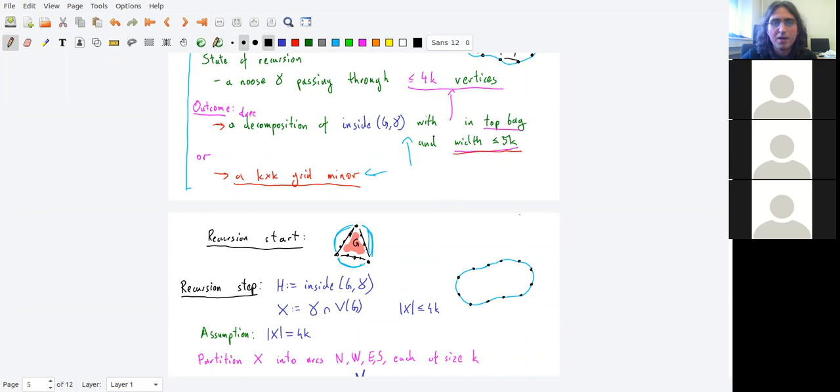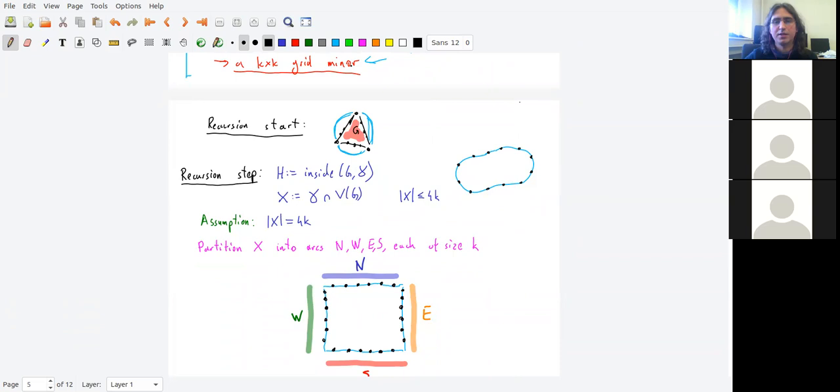Good. So the recursion step is as follows. We've got our noose gamma, and we've got the graph H that is the graph inside the curve gamma. And we've got this X, these are the vertices that are on the boundary of the disk. The curve gamma encloses a disk, and we are thinking about the subgraph embedded into this disk. The boundary is the set X, which is of size at most 4k. This is the recursion invariant that we are having. I will work now under the assumption that the set X is of size exactly 4k.